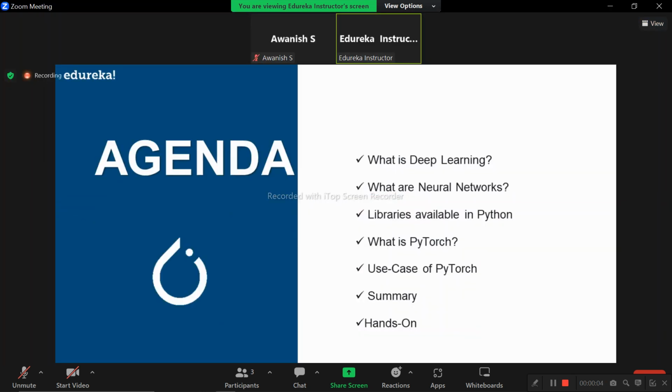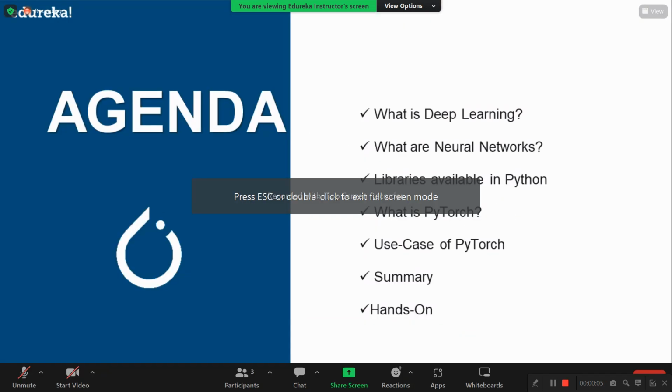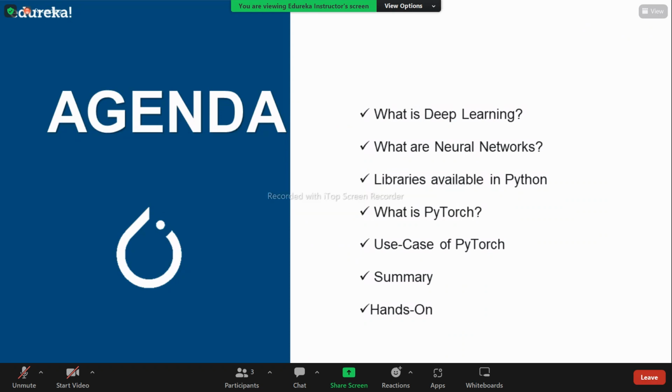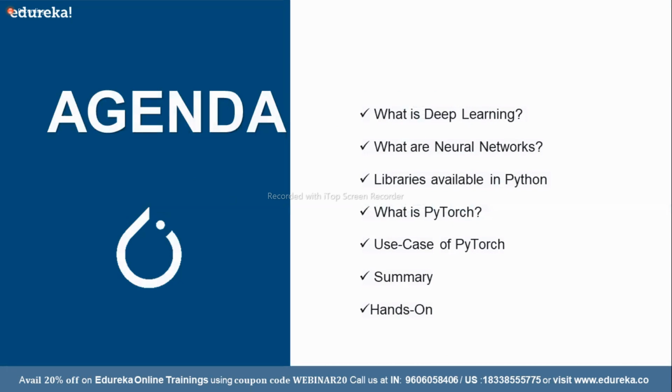What are the different libraries available to perform neural network concepts. We'll talk about PyTorch, what is PyTorch, and how we can use PyTorch, and some use cases of using the PyTorch modules. We'll summarize what we discussed in the complete 60 minutes, and finally we'll see the hands-on. Okay, so this is the agenda for today's discussions.